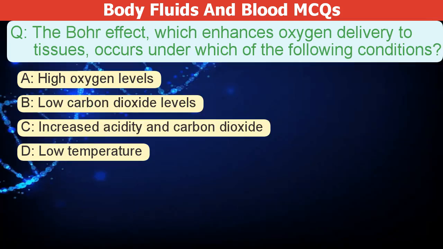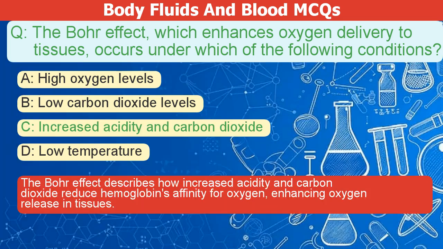The Bohr effect, which enhances oxygen delivery to tissues, occurs under which of the following conditions? A. High oxygen levels. B. Low carbon dioxide levels. C. Increased acidity and carbon dioxide. D. Low temperature. The correct answer is C. The Bohr effect describes how increased acidity and carbon dioxide reduce hemoglobin's affinity for oxygen, enhancing oxygen release in tissues.